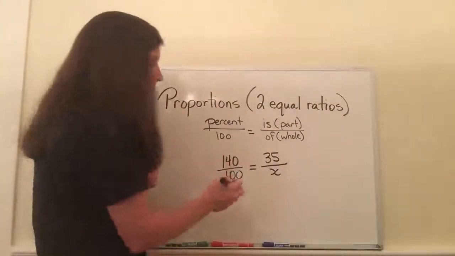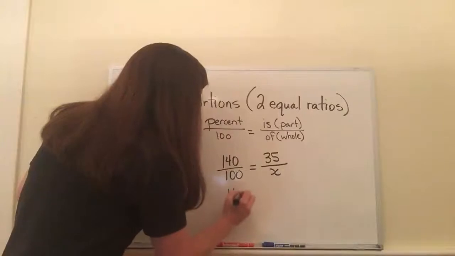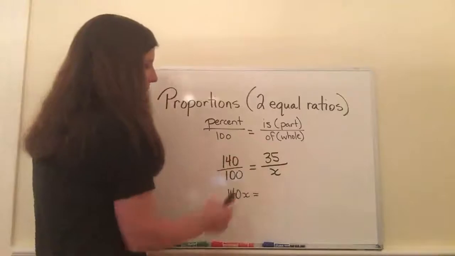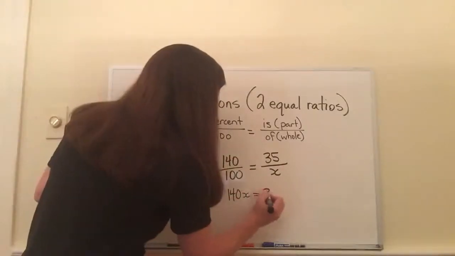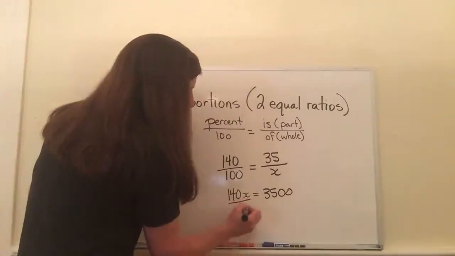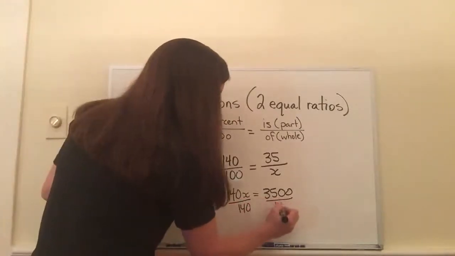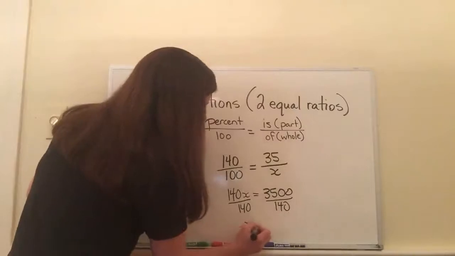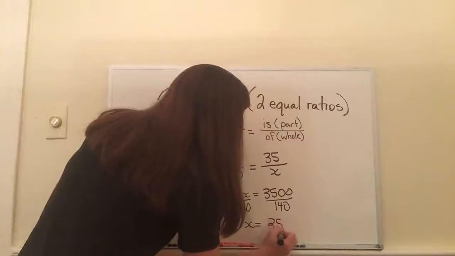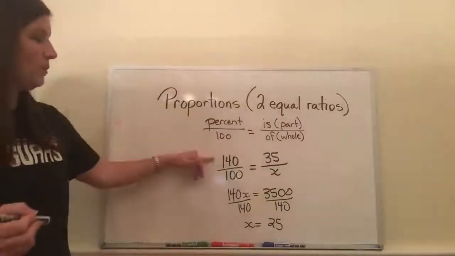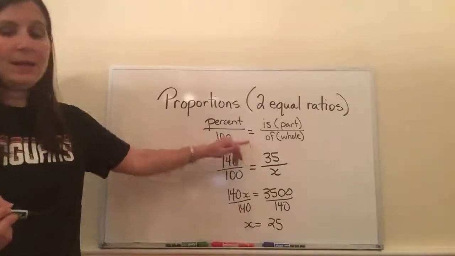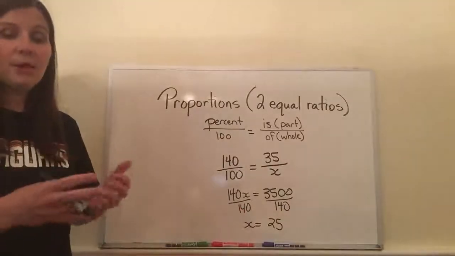So when I cross multiply, 140 times x is 140x. 100 times 35 is 3,500. I'm going to divide by 140 to isolate my variable. X equals 25. So 140% of 25 is 35.